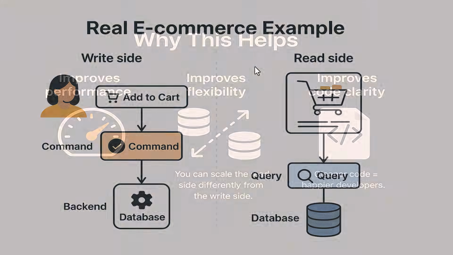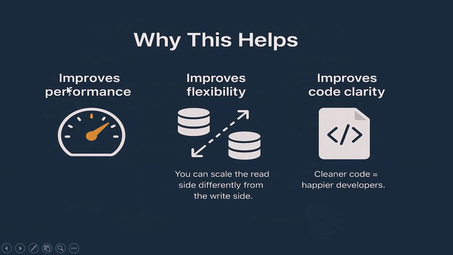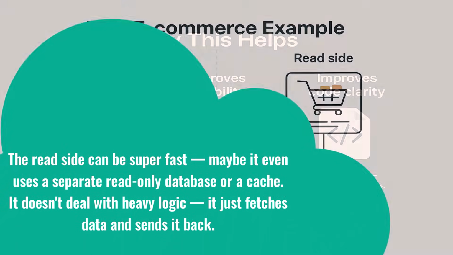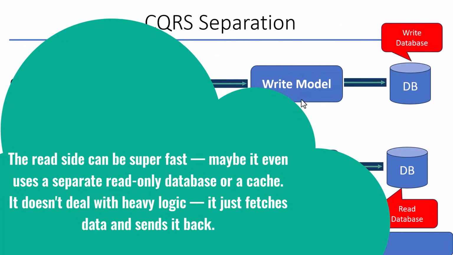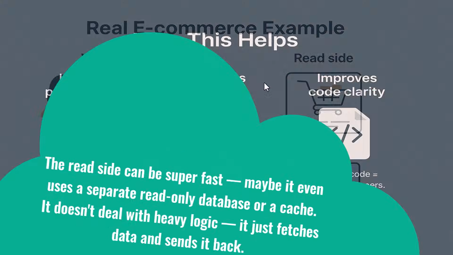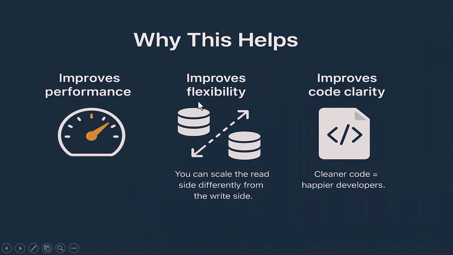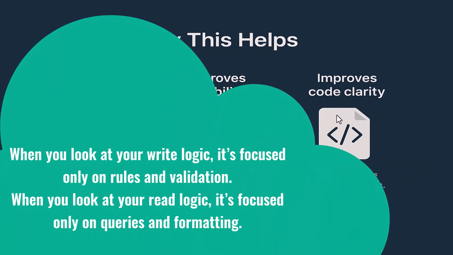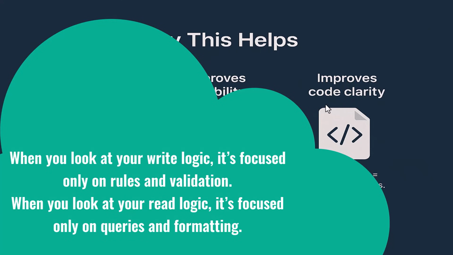Next, why is the CQRS pattern useful? First, it improves performance. The read side can be super fast. Maybe it even uses a separate read-only database or a cache. It doesn't deal with heavy logic. It just fetches data and sends it back. Second, it improves flexibility. You can scale the read side differently from the write side. Maybe your reads are 100 times more frequent than writes. Now you don't need to scale everything, just the part that needs it. Third, it improves code clarity. When you look at your write logic, it's focused only on rules and validation. When you look at your read logic, it's focused only on queries and formatting.